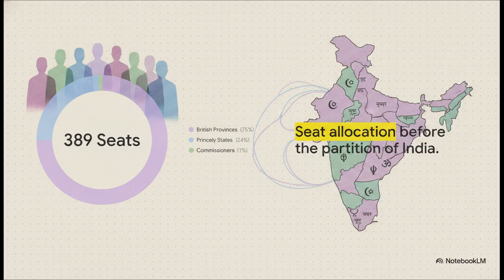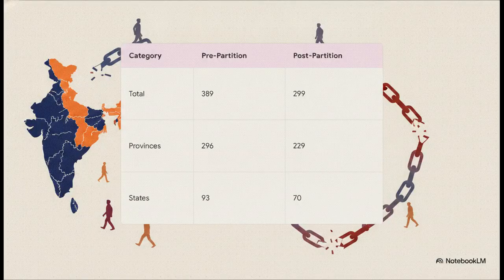And the math behind this original assembly was incredibly precise. They allocated 389 seats, which worked out to roughly 1 seat for every 1 million people. These seats were then carefully divided among Muslim, Sikh, and general populations across 292 British provinces, 93 princely states, and 4 chief commissioner provinces. However, that math changed dramatically.